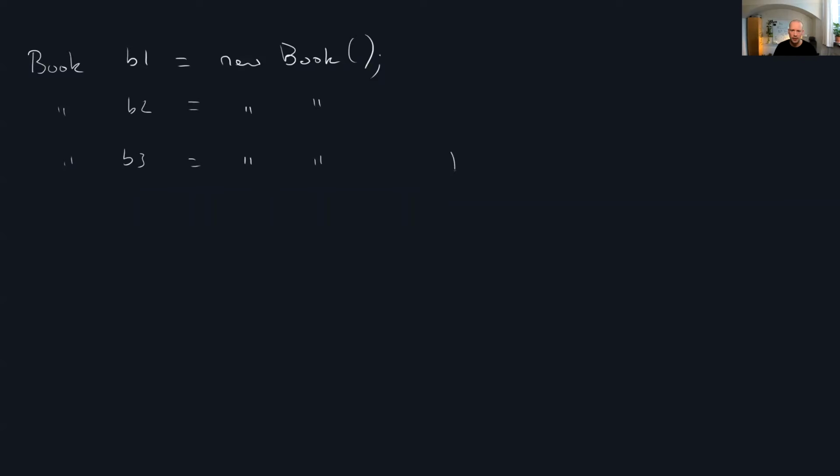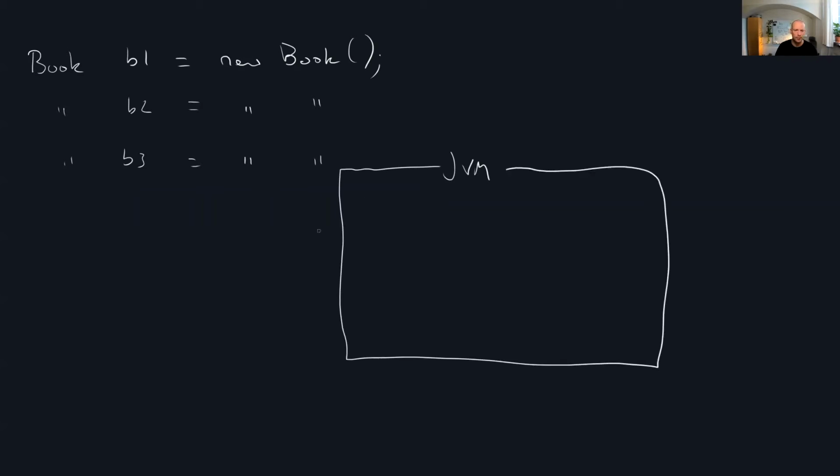If I have my magical JVM, let's put it over here. Okay, so I have B1, I have B2, and I have B3. So we can imagine these objects are happily floating around the JVM, and these are the references to these objects.